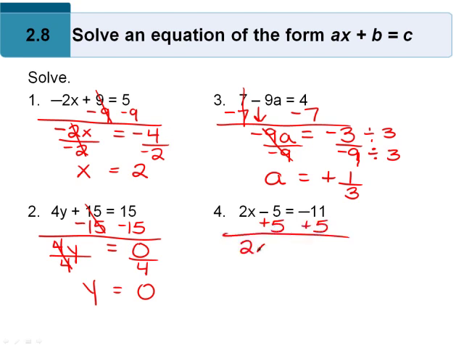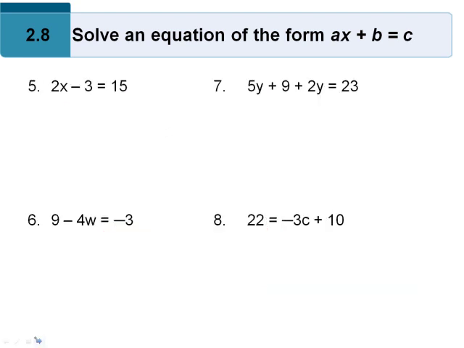So 2x comes down, the 5's are gone. Negative 11 plus 5, you have to subtract, keep the bigger sign. That's going to be negative 6. Now you're right back to the previous section, so we divide by 2 on both sides. The 2's cancel and x equals negative 3. All right, let's see what's next.